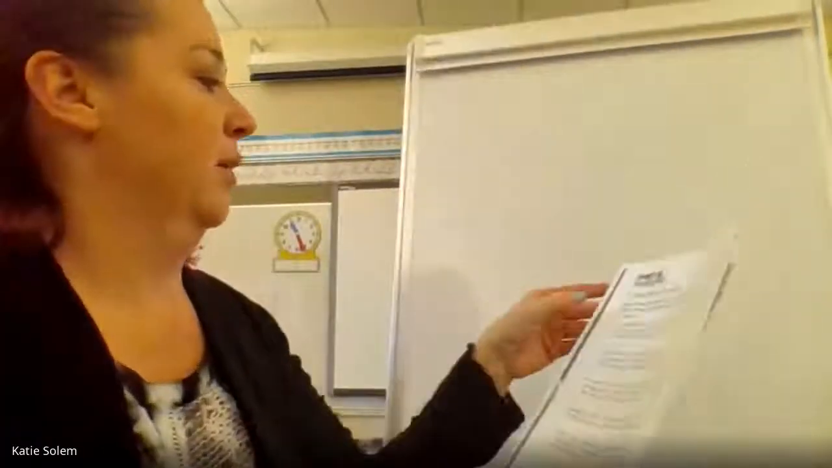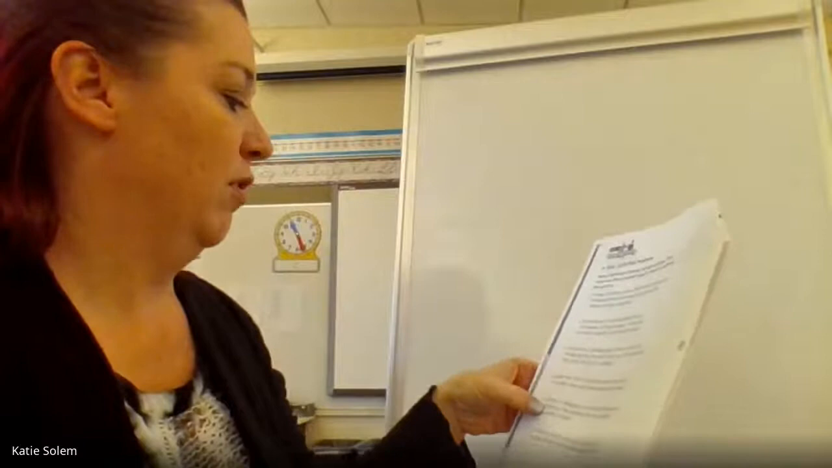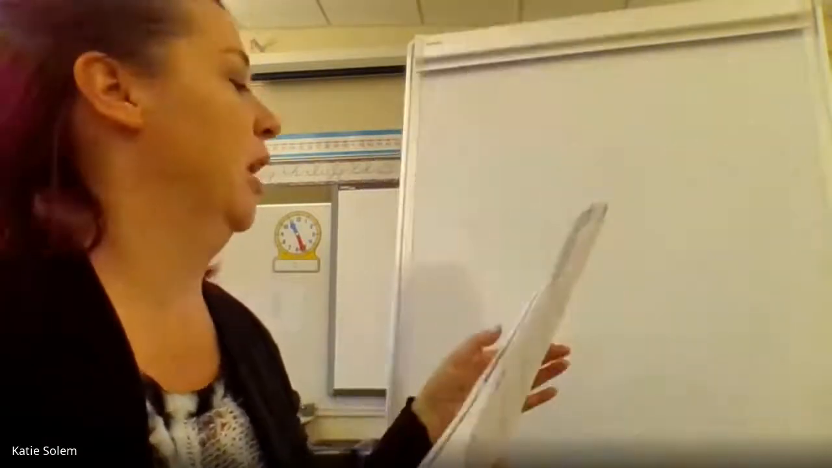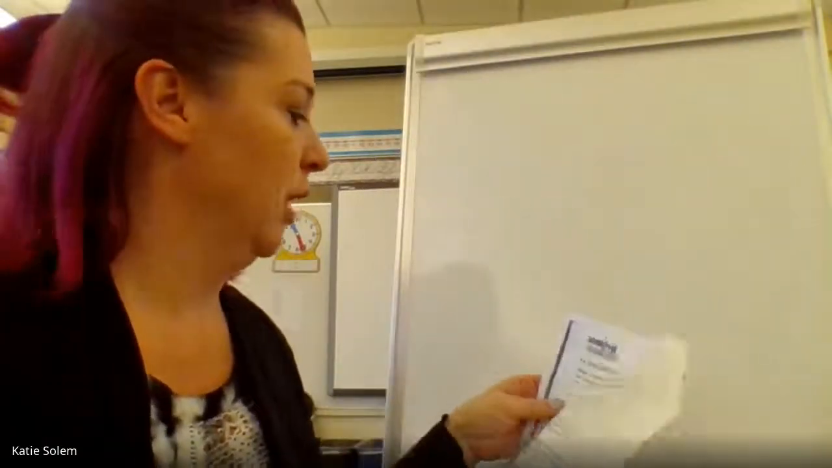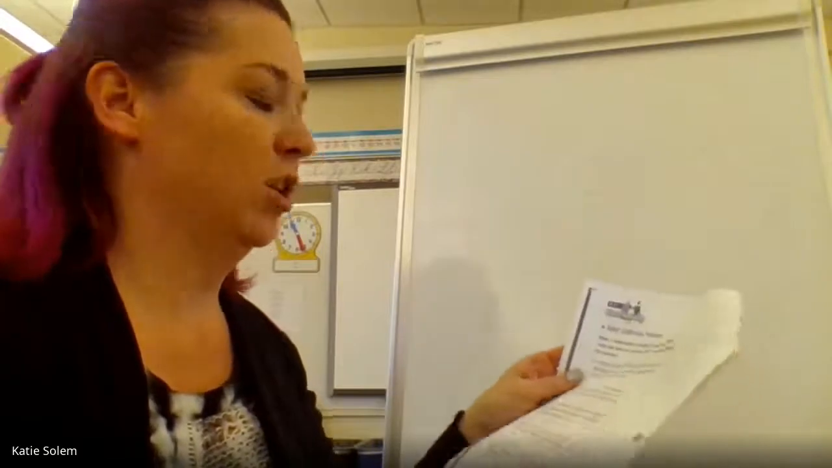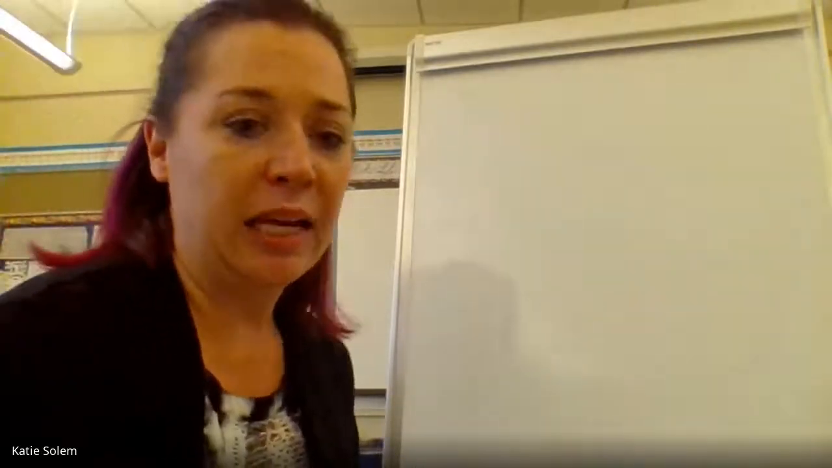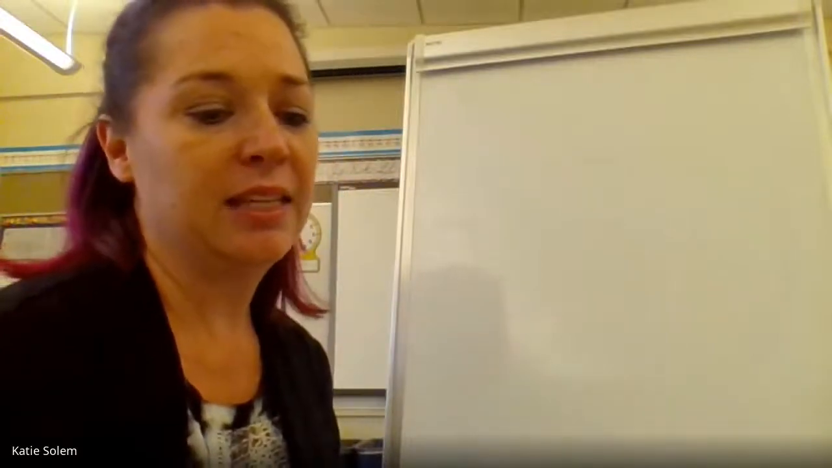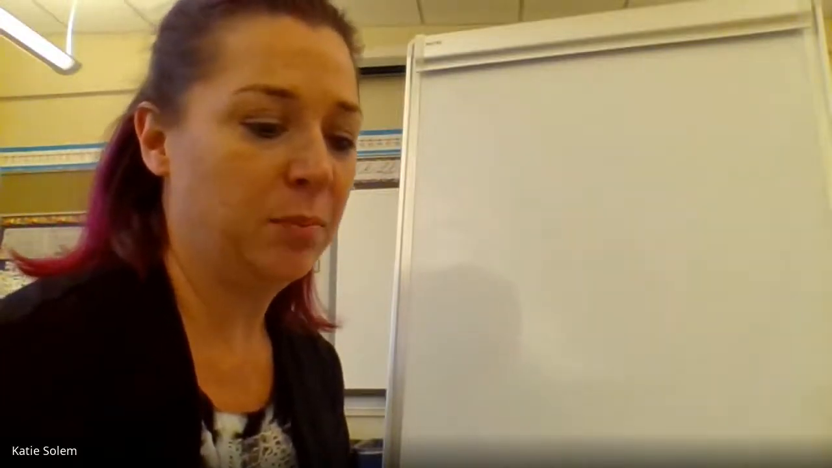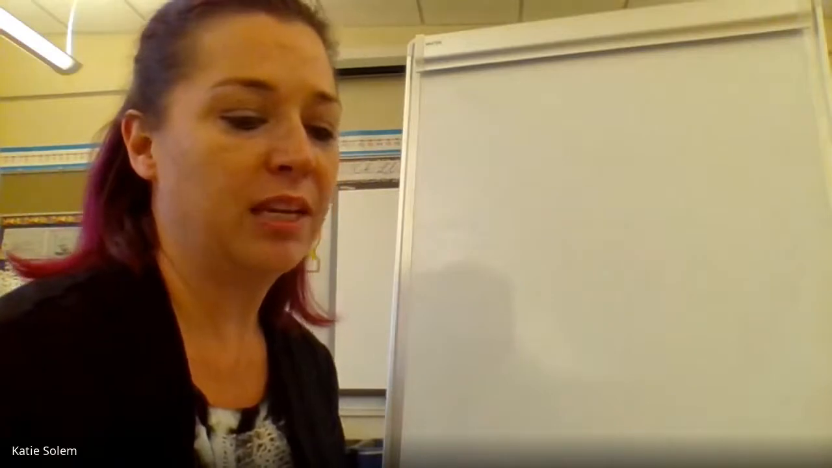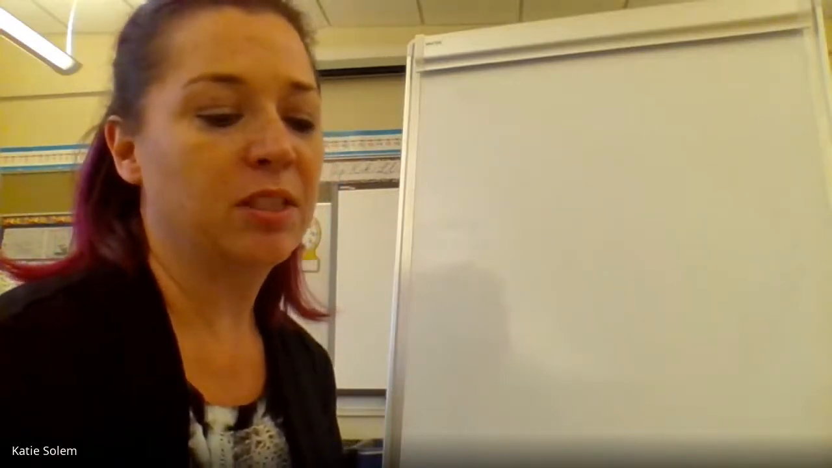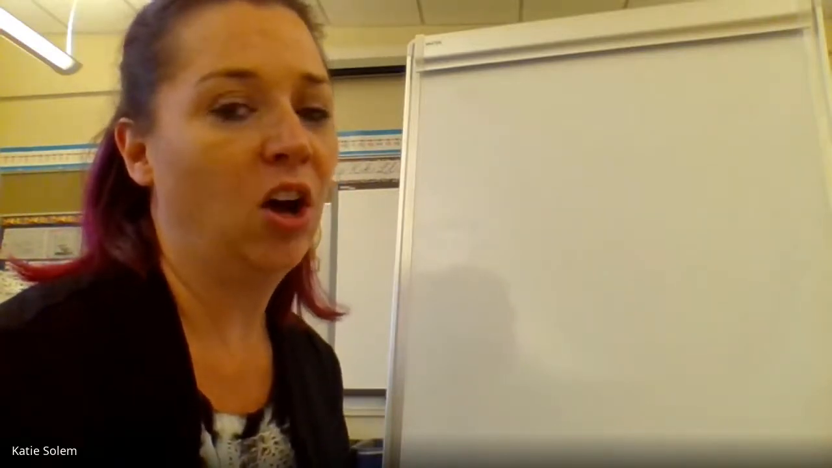So on the back, we have 1, 2, 3, 4, 5, 6 word problems. I'll do, like I said, one with you, and then the rest you can finish on your own. Number 3 says, a stamp collection contains 19 domestic stamps and 40 foreign stamps. How many stamps does the collection contain in all?